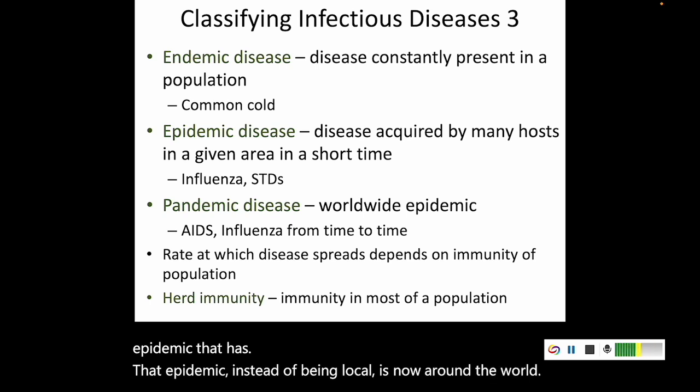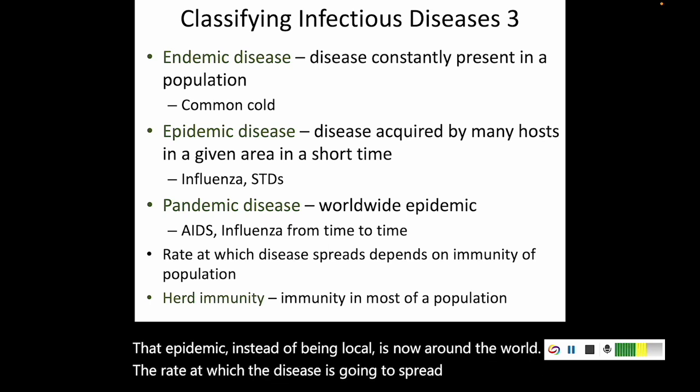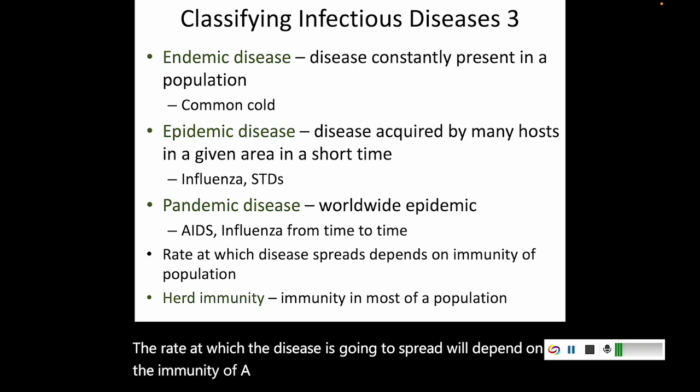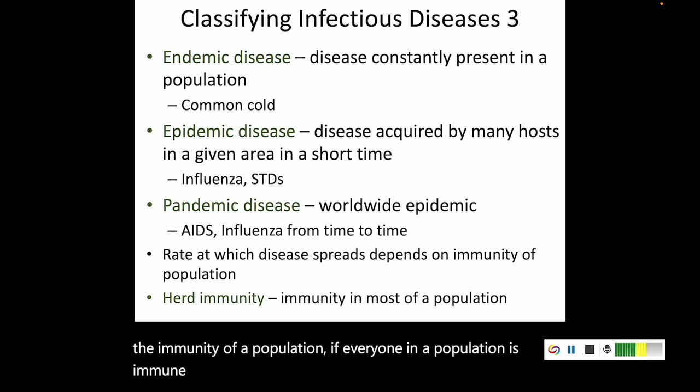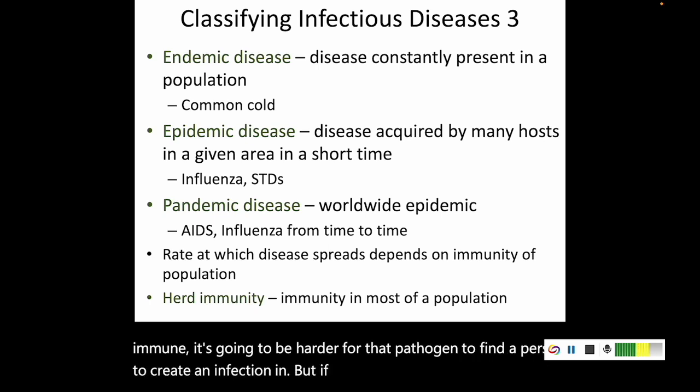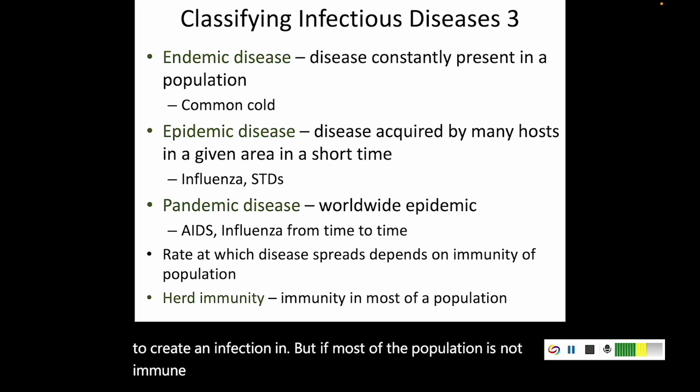The rate at which a disease is going to spread will depend on the immunity of a population. If everyone in a population is immune, it's going to be harder for that pathogen to find a person to create an infection in. But if most of the population is not immune, then you're going to have a lot of people that can get sick with it.